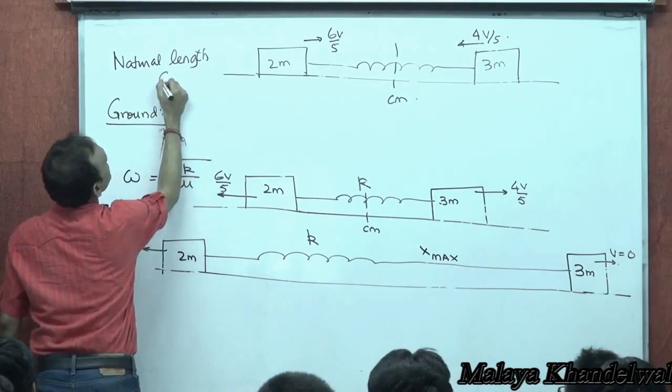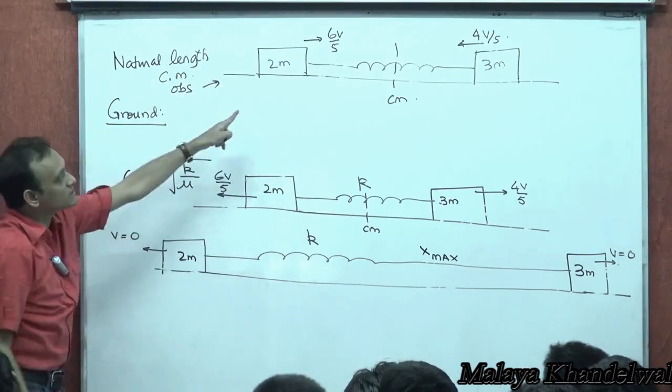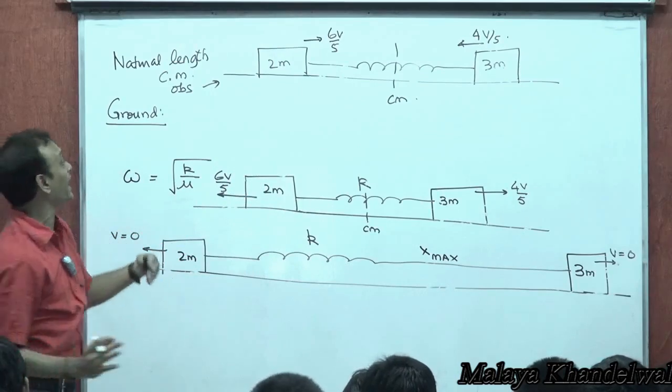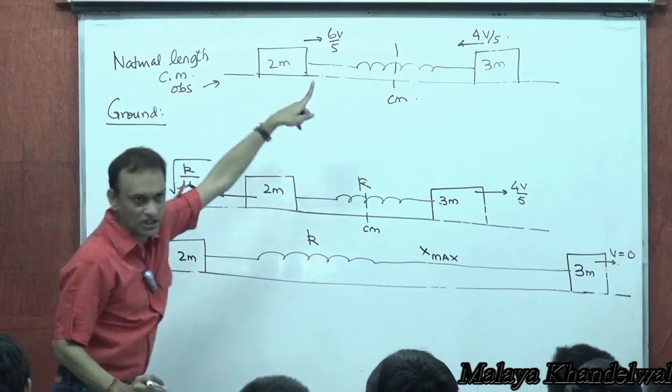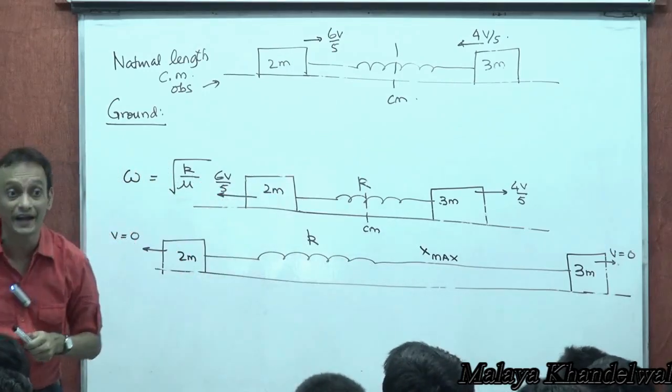So this is the center of mass observer. This was the state of the two masses when the spring returned to its natural length, as seen by a center of mass observer. These are the velocities. But as seen by a ground observer, what would be the velocities of 2m and 3m?